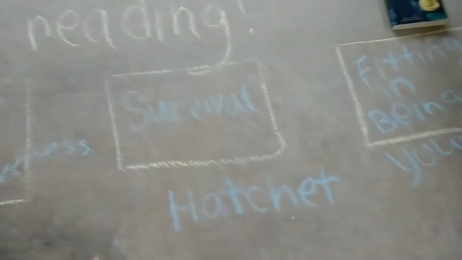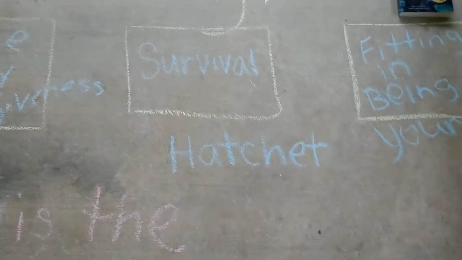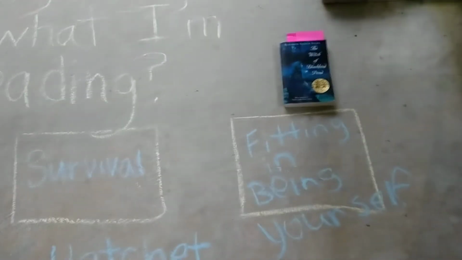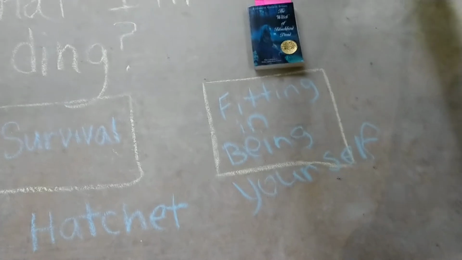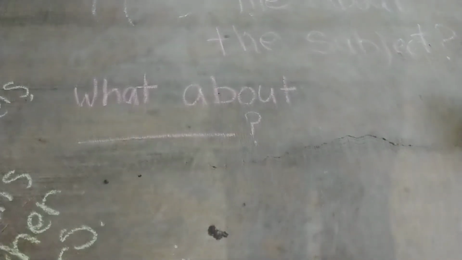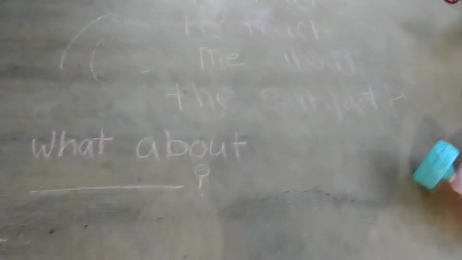What does Gary Paulsen in Hatchet want me to know about survival? What's he trying to tell me about survival? And Elizabeth George Speare in The Witch of Blackbird Pond. What does Speare want me to know about fitting in, about being yourself? So we take the subject once we find it, and then we ask ourselves, what's the author trying to teach me, convey to me about that subject? Now, that's not the only way you find theme. There are many ways to find theme.